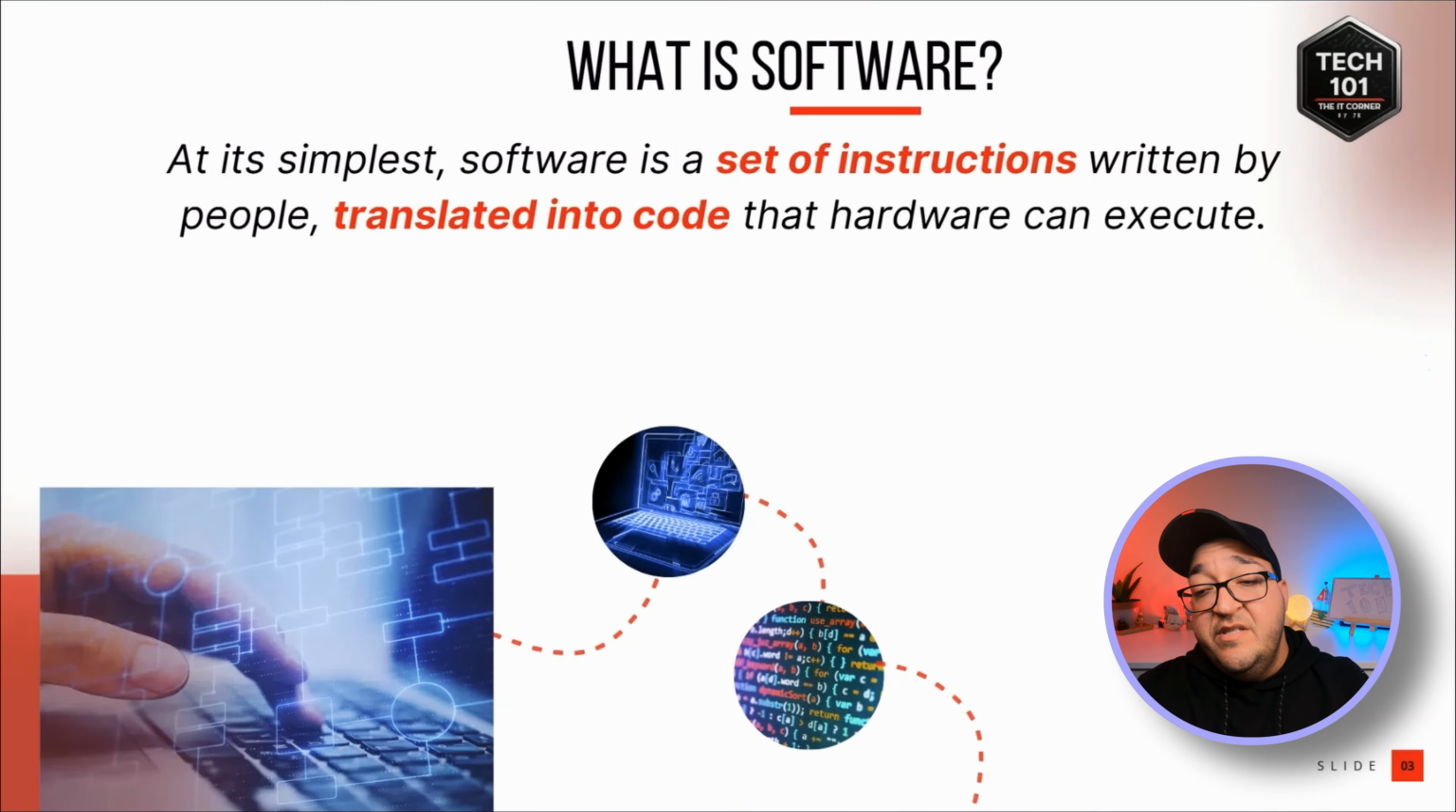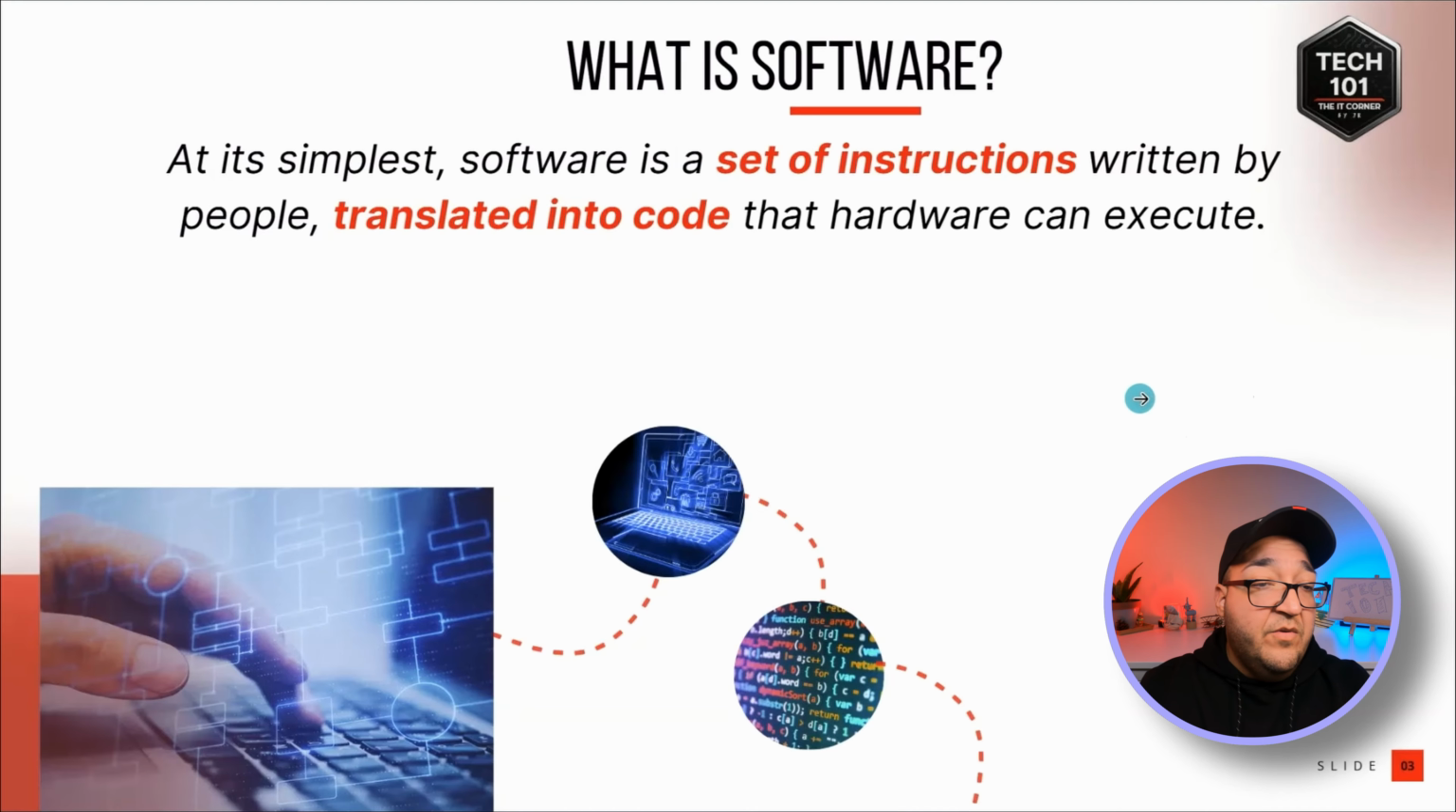If hardware is the body of technology, software is the brain and nervous system of it. It tells the hardware what to do. At its simplest, software is a set of instructions written by people, translated into code that hardware can execute. Every click, swipe, and tap that you make is the software responding to your command. And here's something really important. Software isn't just apps. It exists in layers, and each one has a specific purpose.